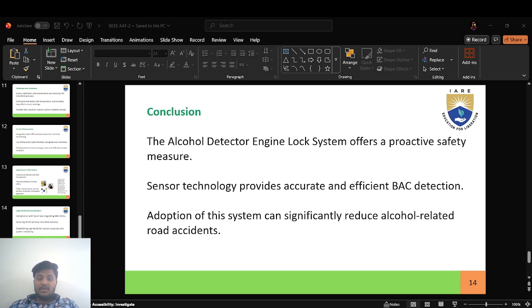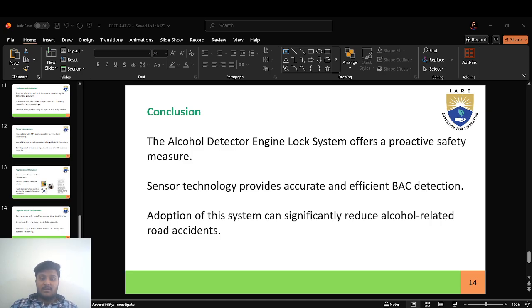Sensor technology provides accurate and efficient BAC detection. The sensor can quickly and correctly measure how much alcohol is in the driver's breath. Advanced sensors such as fuel cell or semiconductor alcohol sensors are used to read the breath alcohol concentration (BAC). These sensors react when alcohol molecules enter them and generate a signal that tells how much alcohol is present. They provide fast, reliable readings and help the system make accurate decisions about locking or unlocking the engine.